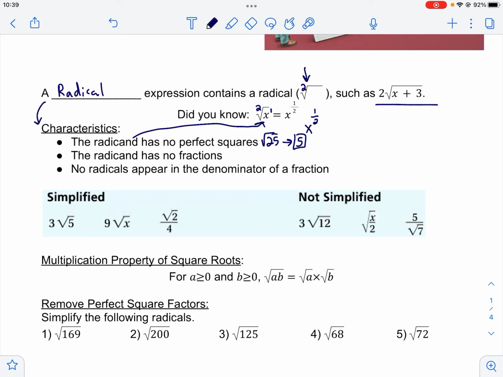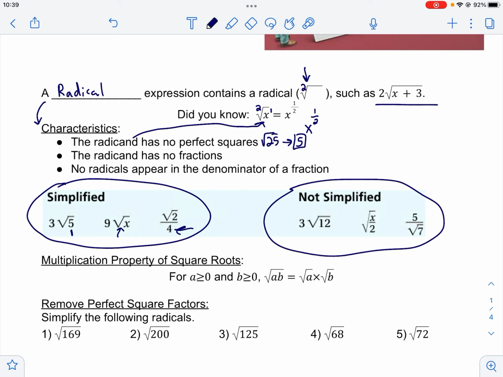These all show good examples of simplified radical expressions. You'll notice there are no perfect squares on the inside of the square root, there are no radicals in the denominator, and the radicand doesn't have any fractions underneath it. These ones aren't simplified. These are no good. These are not simplified radical expressions.